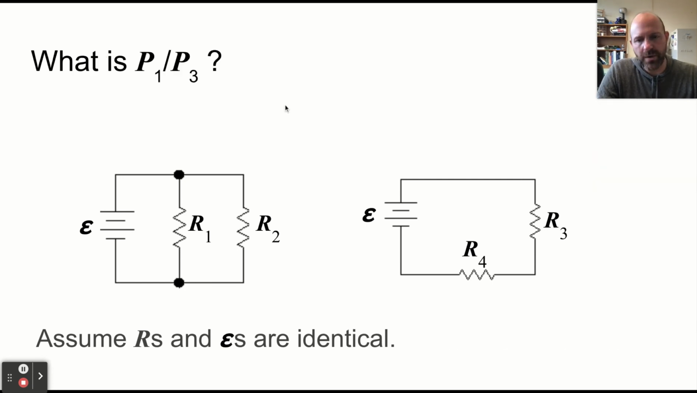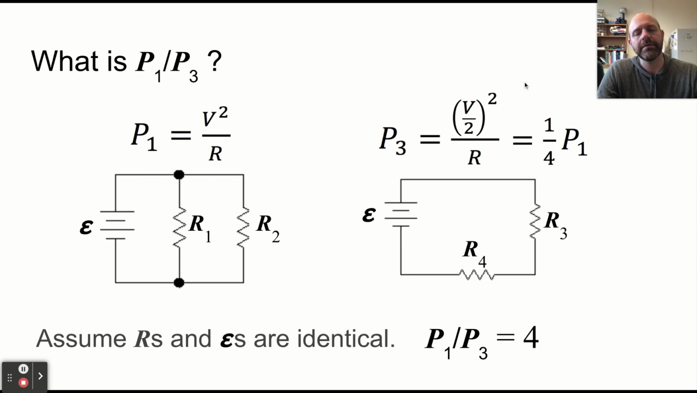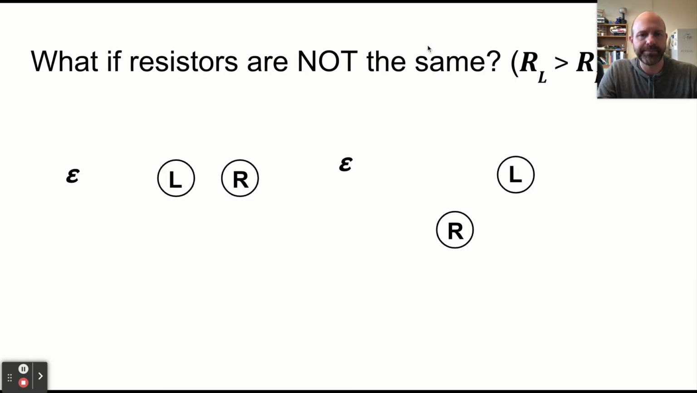So what's the ratio of these? Well, if power is V squared over R, we can see that the voltage is cut in half for 3 and 4 compared to 1 and 2, and you end up with a factor of 4. So 4 times more power for resistor 1 than resistor 3. So it should be 4 times as bright. Now, of course, 4 times as bright is sometimes a little difficult to observe. You would definitely notice that it's considerably brighter.